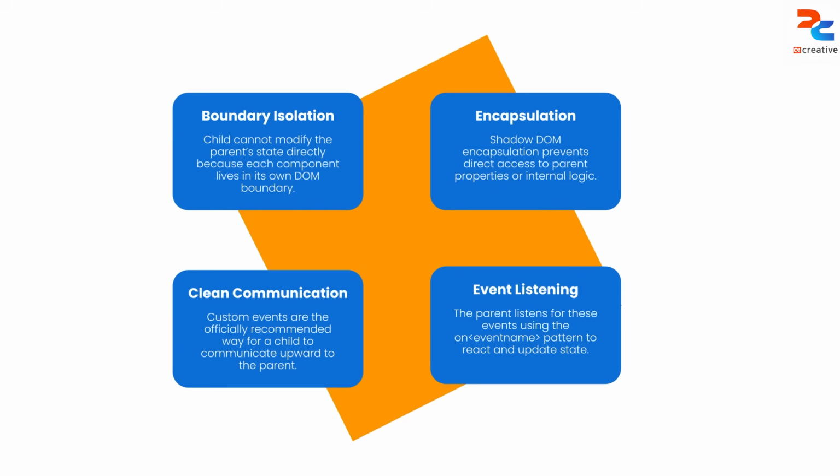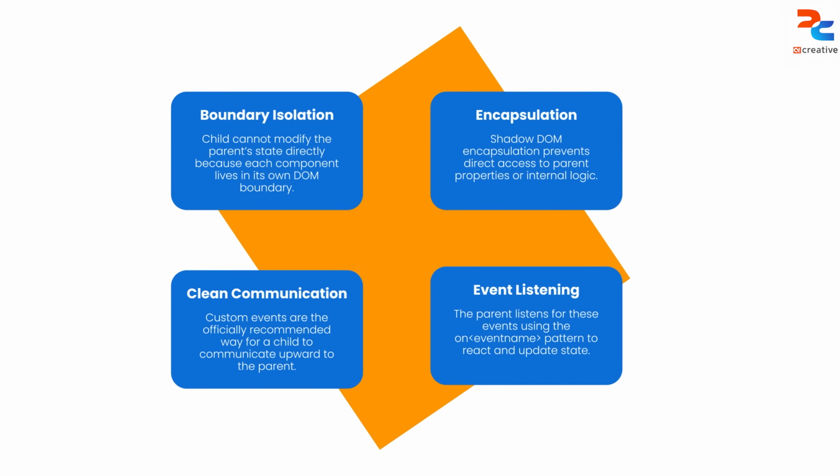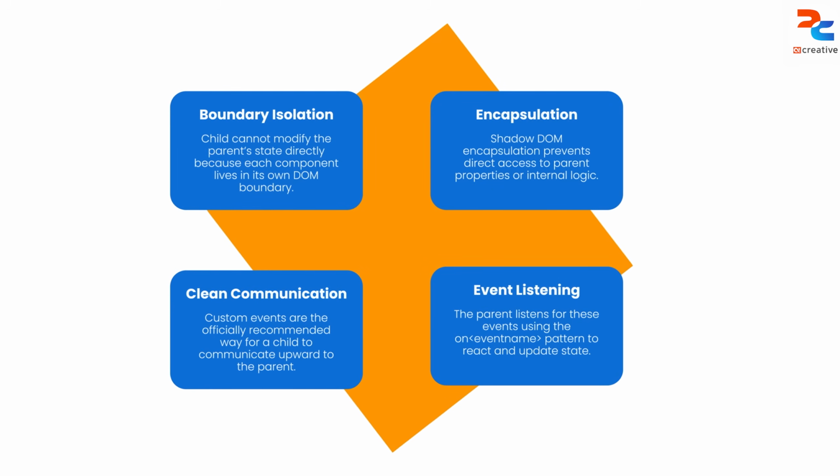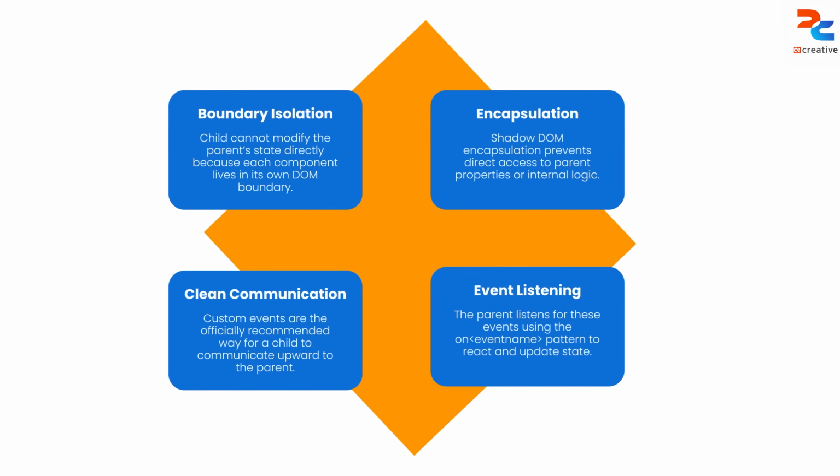Now, let's start with a simple, very common example where the child wants to send a message to the parent when a button is clicked. This could be anything. Maybe the child wants to notify the parent that the user has selected a row, or clicked next, or completed an action. Here's how we build it.